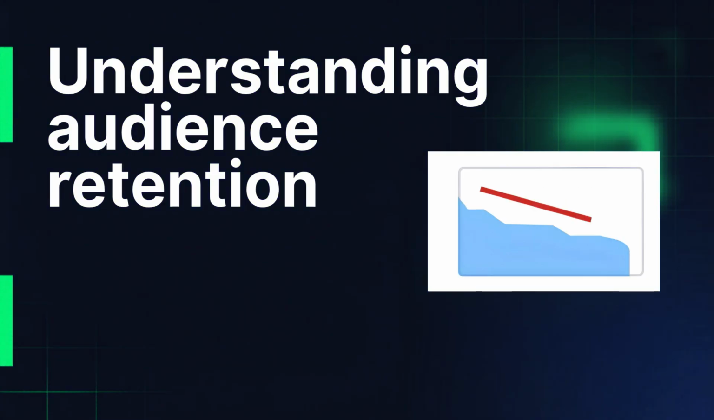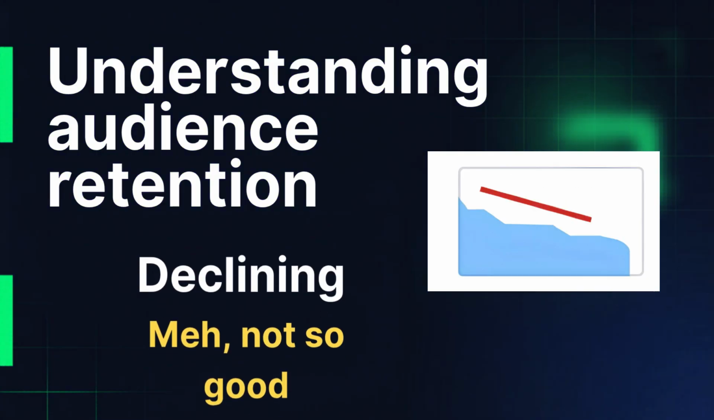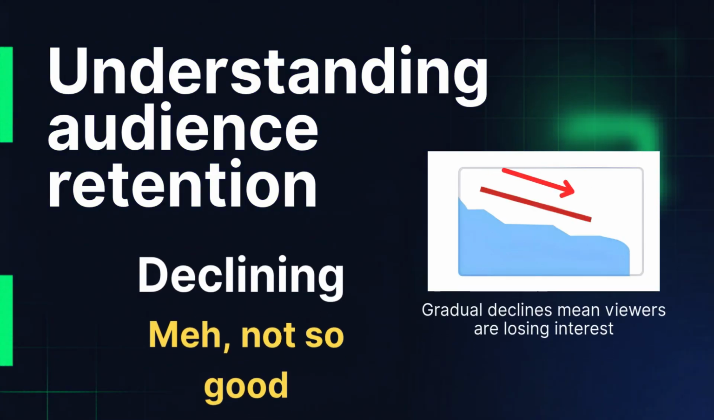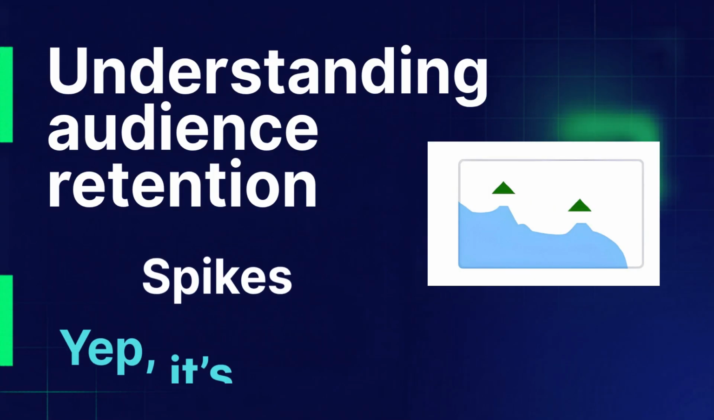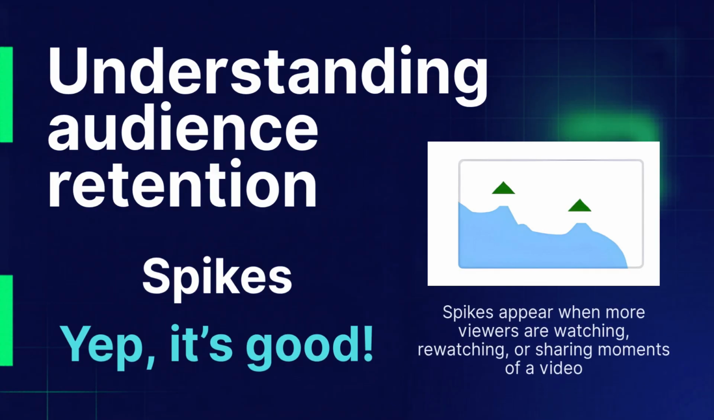You know the drill. Second, we have the gradual decline graph. Gradual declines are normal. Viewers naturally lose a bit of attention over time. But if it's too steep, something might be wrong with your video or the video's pacing. As a fix, try to tighten your editing, remove any unnecessary filler, and keep every section answering, why should I keep watching?